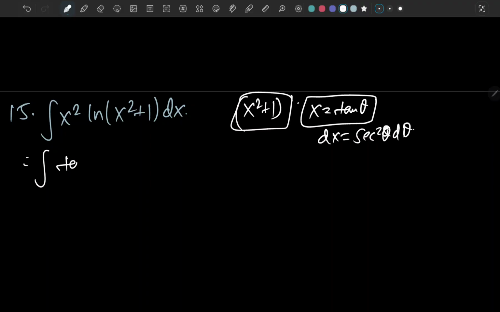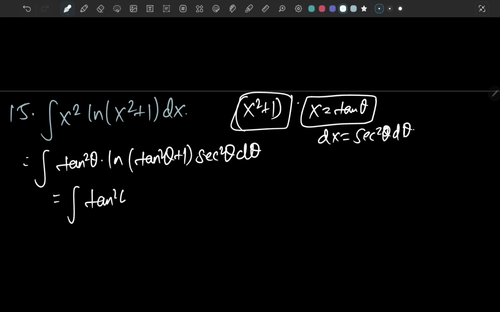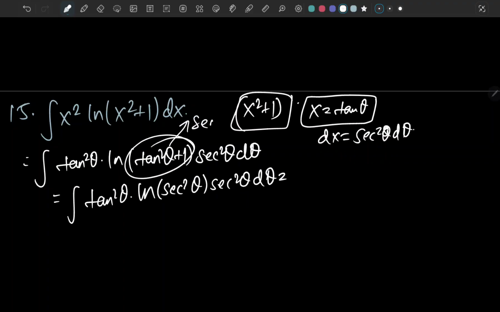So this becomes tangent square of theta times ln of tangent square theta plus 1, times secant square theta d theta. So tangent square theta times ln of secant square theta times secant square theta d theta. I hope you understand, this is just a basic identity, that tangent square theta plus 1 is equal to secant square of theta, right?